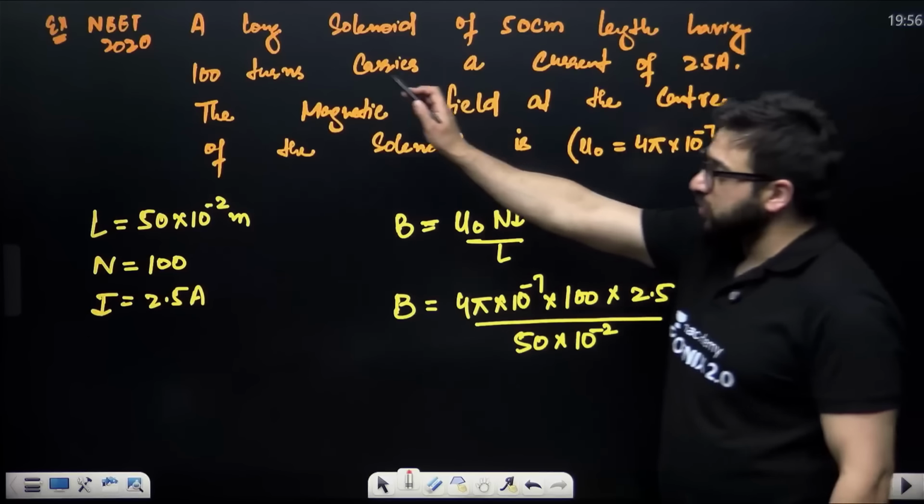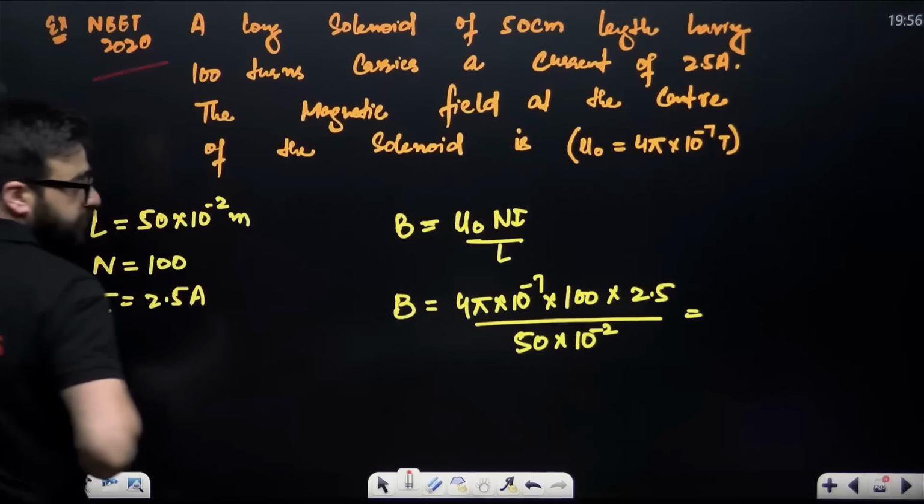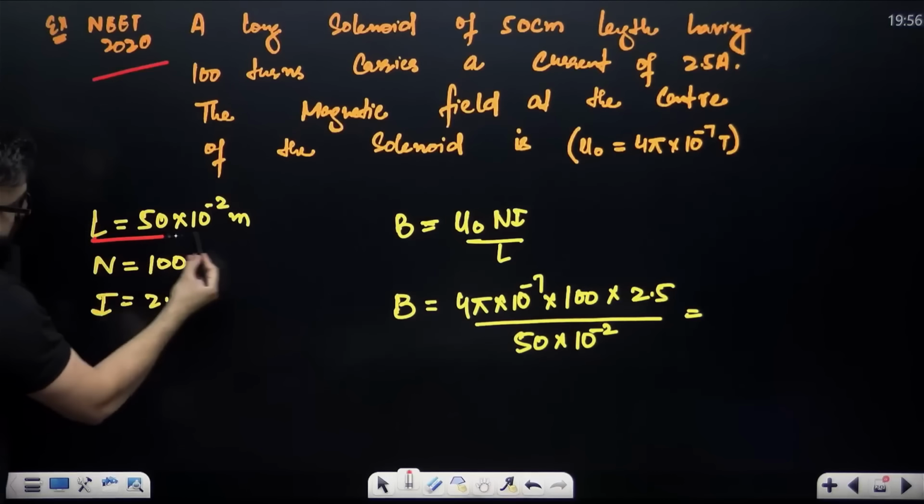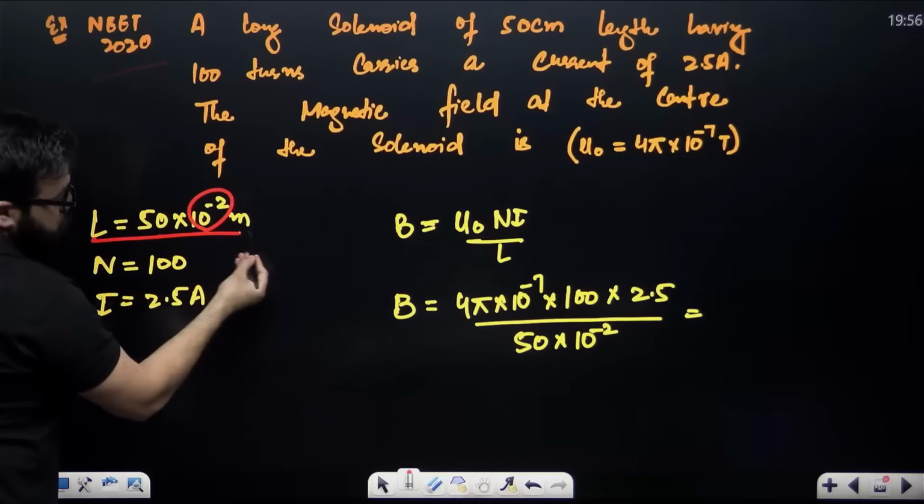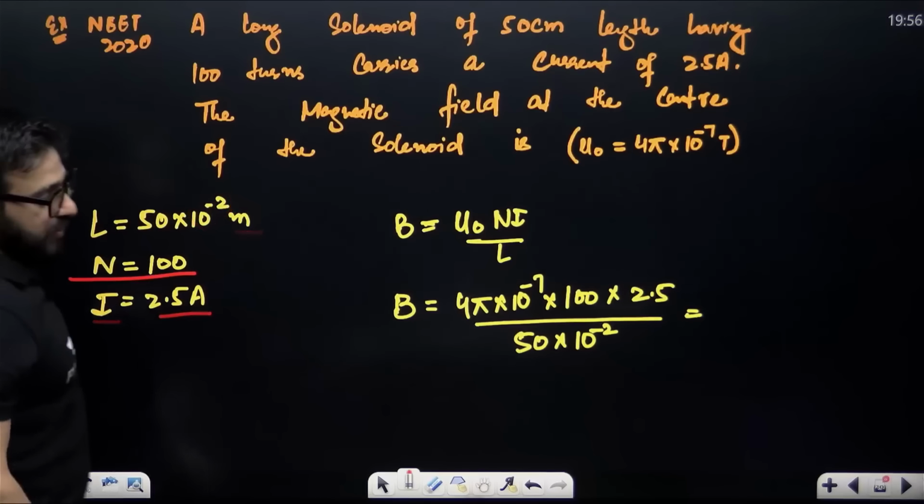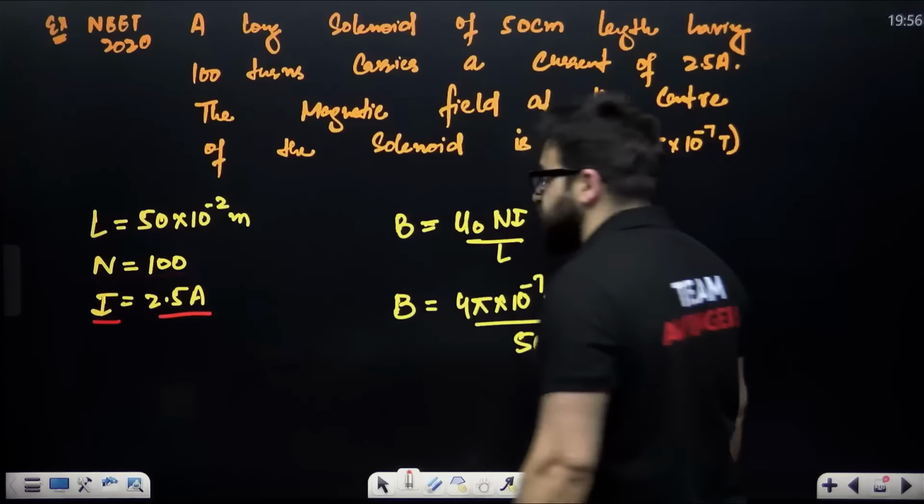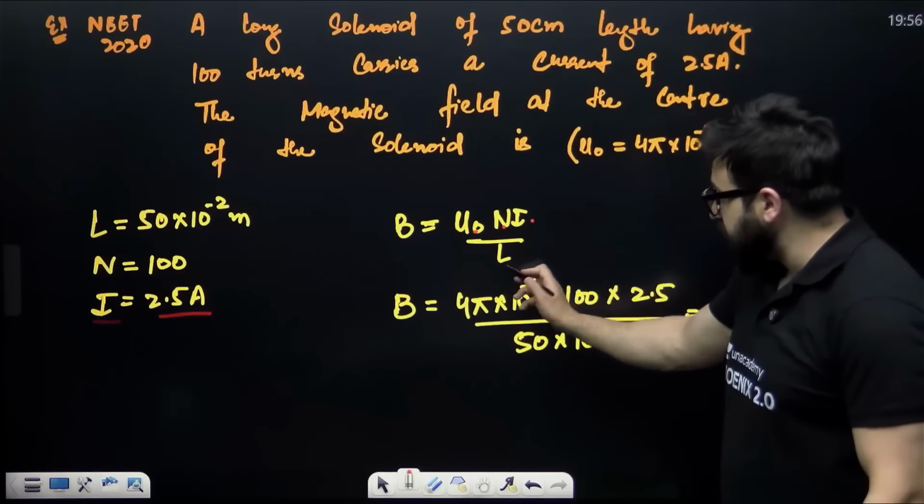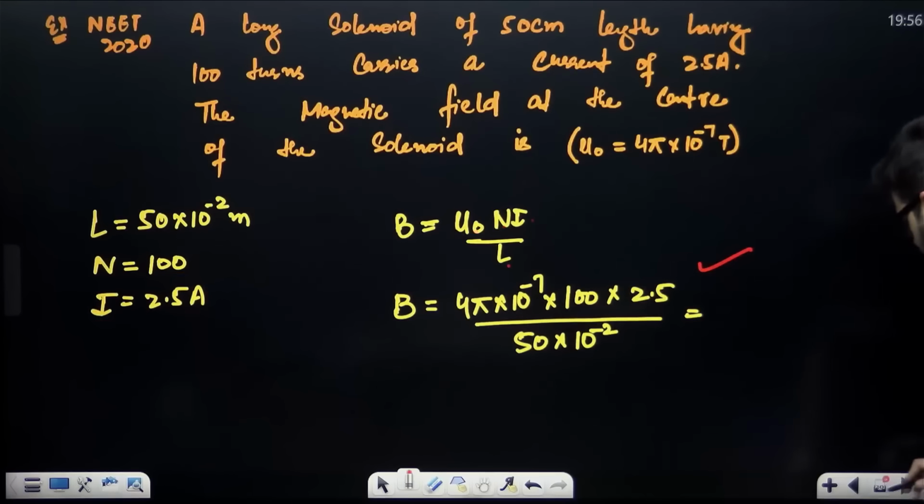Now guys, this was the question asked in NEET 2020. A solenoid is given, its length is 50 into 10 raised to the power minus 2 meter, given here in centimeters. Total number of turns is 100, current is 2.5 ampere. You have to find the magnetic field inside the solenoid. Mu naught N I divided by L. Just put the values and get the answer.